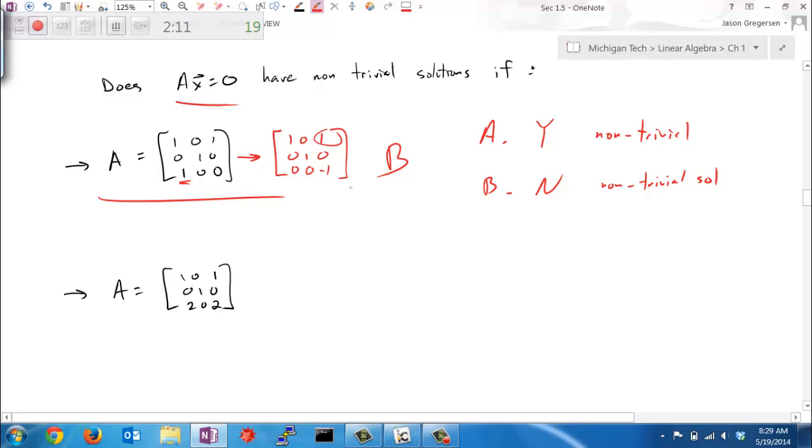Questions about that? All right, I'm going to stop this one and start the next one. So for this next one, now we're working on this one. Are there non-trivial solutions? A for yes, there are non-trivial solutions, and B for no, there are not non-trivial solutions.